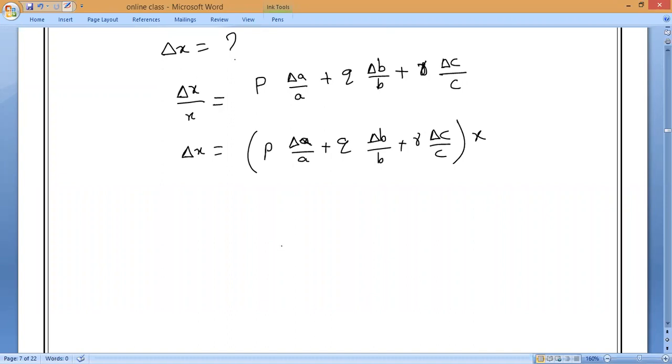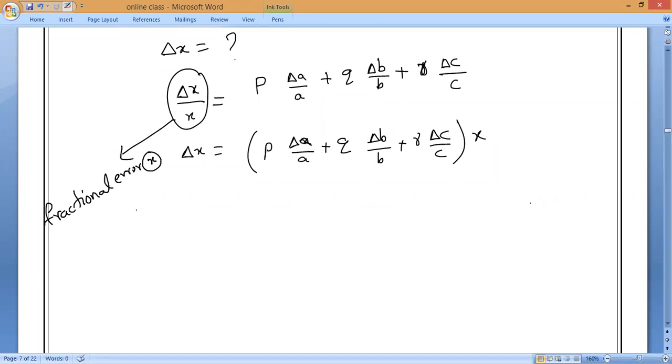Clear? Understood or not? Everybody? Understood. Yes, sir. X indicating what? Fractional error. Delta x by x is the fractional error in x. Then what do you mean by delta a by a? Can you tell me, anybody? Delta a by a means what? Fractional error in where? Delta x by x means fractional error in x. What is the fractional error formula? Do you remember, everybody? Fractional error means delta x by x. Remember or not?